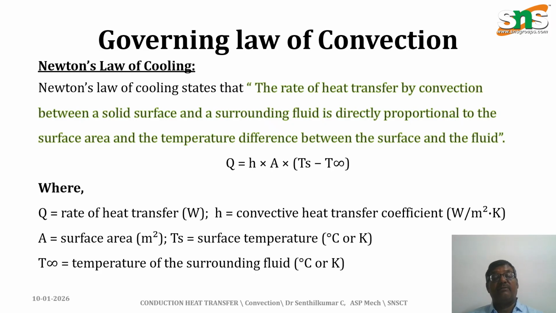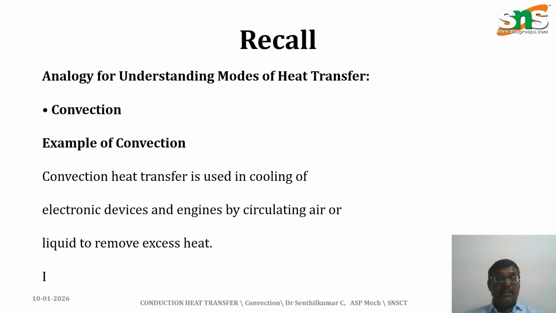Delta T is nothing but the surface temperature minus the ambient temperature. Here h is in watts per meter squared Kelvin, Q is in watts, A is the surface area in meter squared, surface temperature is in Kelvin or centigrade, and the temperature of the surroundings is in Kelvin or centigrade. Convection heat transfer is used in cooling of electronic devices and engines by circulating air or liquid to remove the excess heat. It is also used in blowers and furnaces.